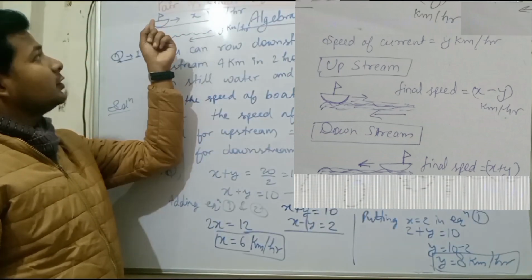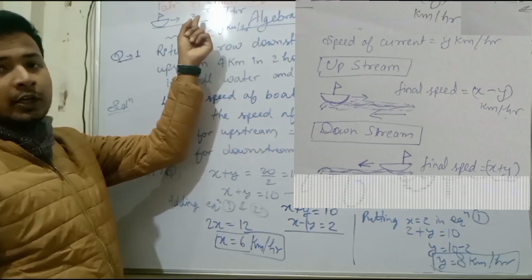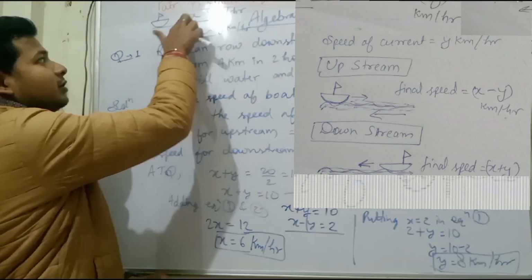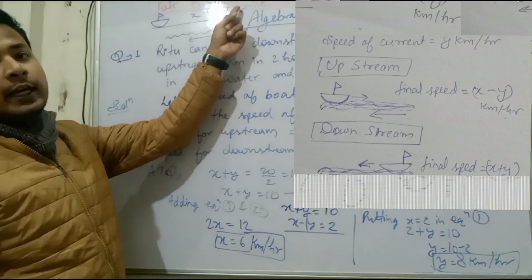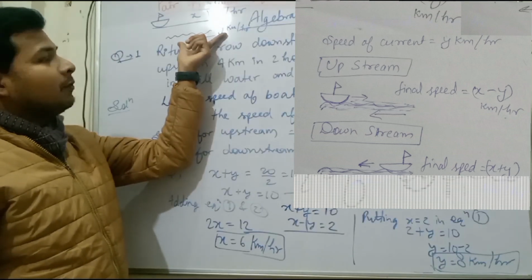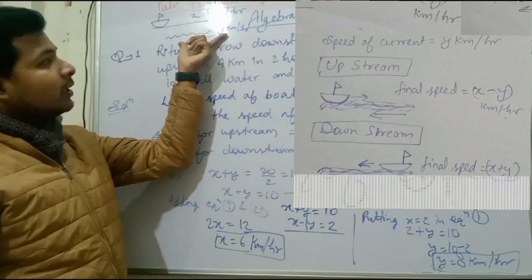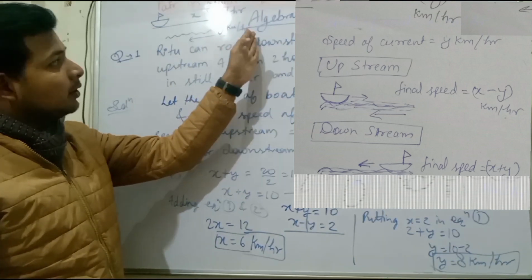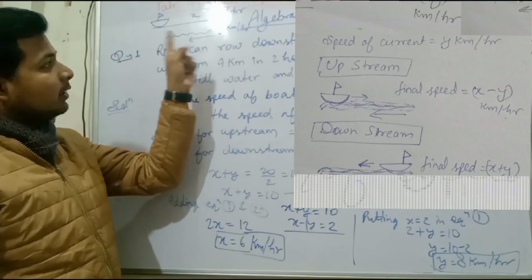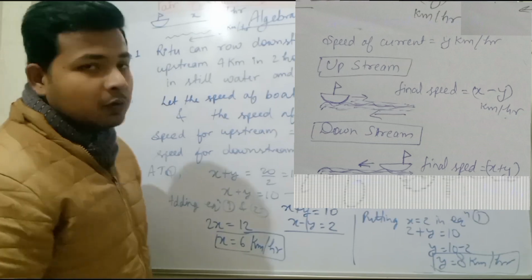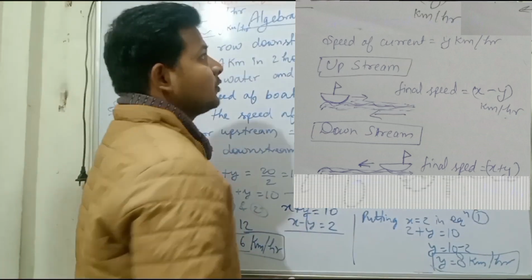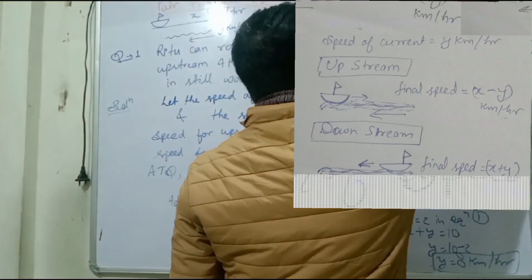Now, I have said the speed of the boat is x kilometer per hour. Let's not specify the direction. The speed of the boat is x kilometer per hour, and the water flow, or the speed of the current, is y kilometer per hour from right to left. It has been specified. Now, what is the meaning of upstream?